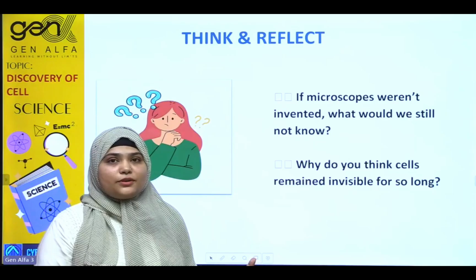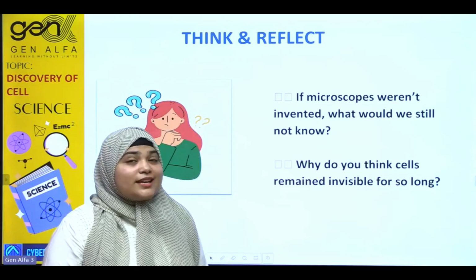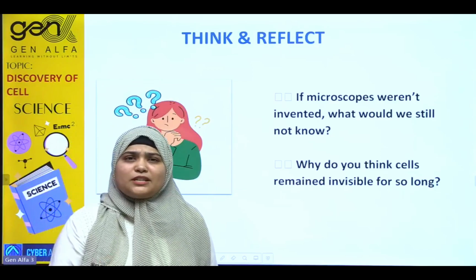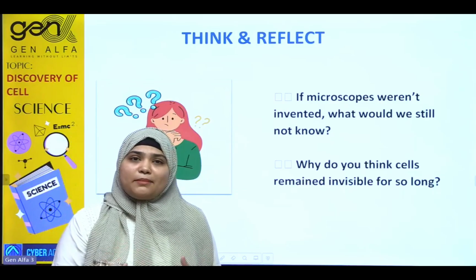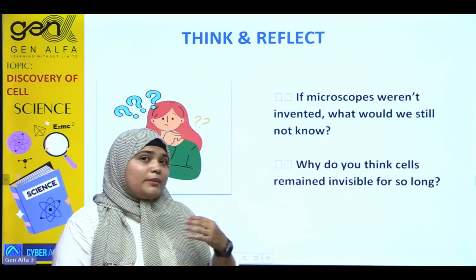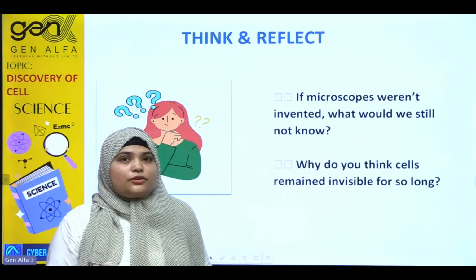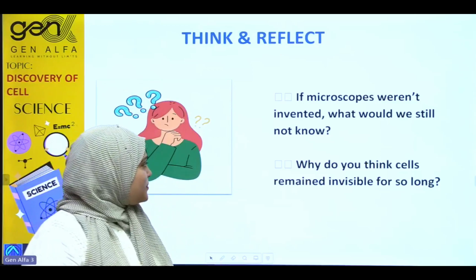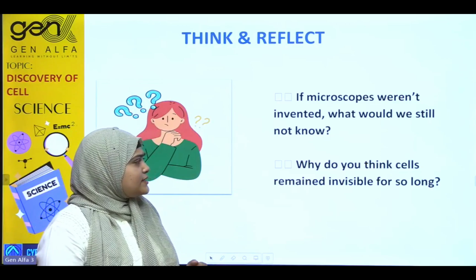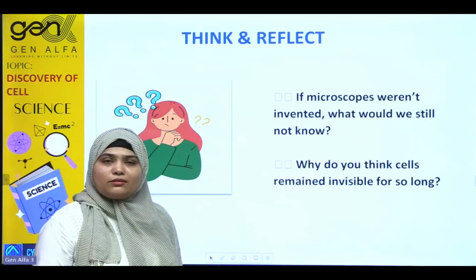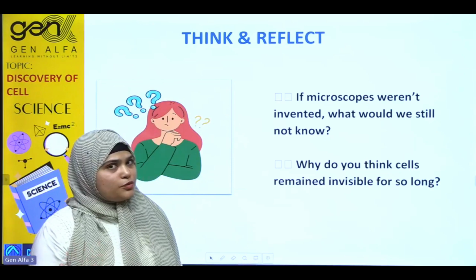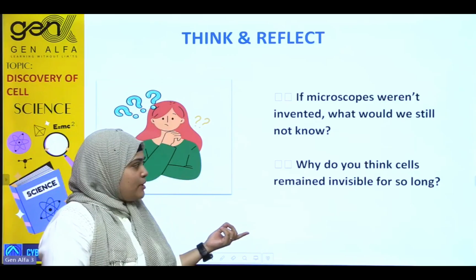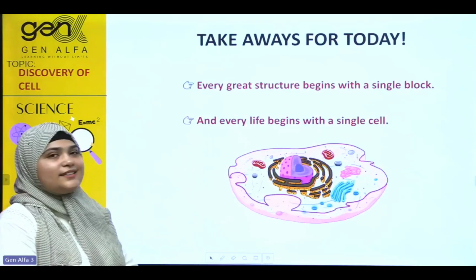Because nowadays we are able to see different types of microorganisms and microstructures inside the microscope, and at that time, if the microscopes weren't there, it would not be possible for us to look at these minute structures. Next, why do you think cells remained invisible for so long? Simple, because at that time microscopes were not there. Clear? So that was all about the session, students, and these are your takeaways.